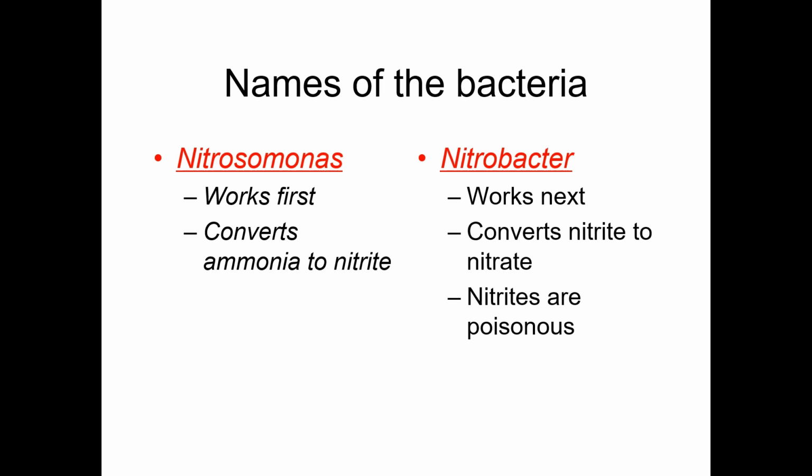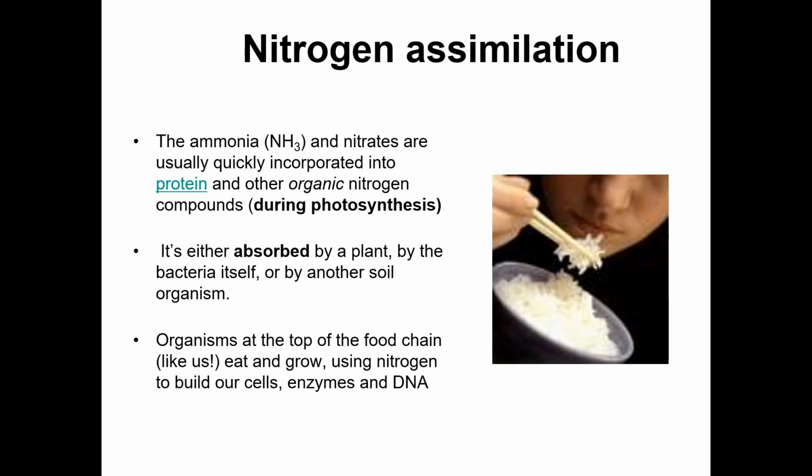The important bacteria that we have to remember are Nitrosomonas and Nitrobacter. Nitrosomonas converts ammonia to nitrite, and Nitrobacter converts nitrite to nitrate. So these are the different bacteria that are involved in the conversion.